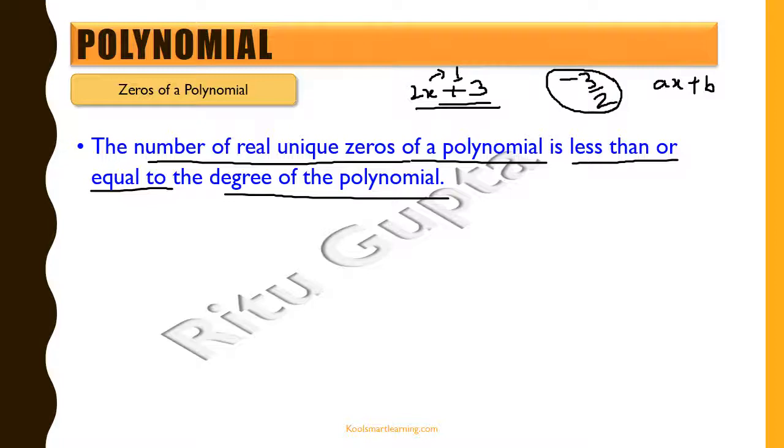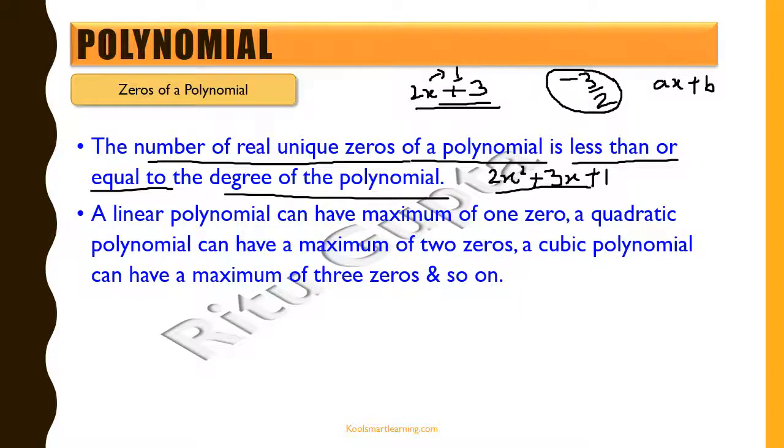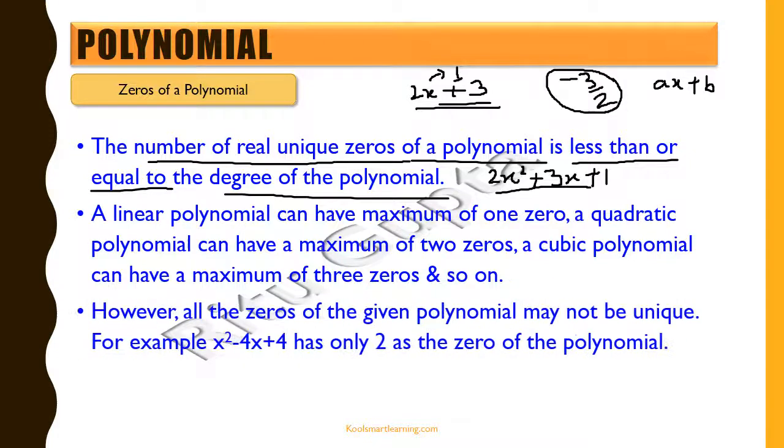So any polynomial of the type ax + b will have a maximum of 1 real unique zero. If we have a quadratic polynomial of the type 2x^2 + 3x + 1, now this can have a maximum of 2 real unique zeros. Similarly, a cubic polynomial will have a maximum of 3 real unique zeros. A linear polynomial, as we just discussed, can have a maximum of 1 zero. A quadratic polynomial can have a maximum of 2 zeros, and a cubic polynomial can have a maximum of 3 zeros, and so on.